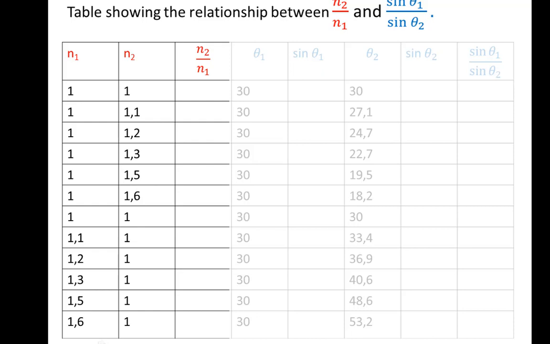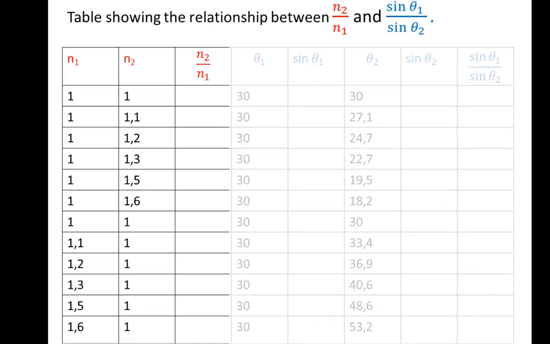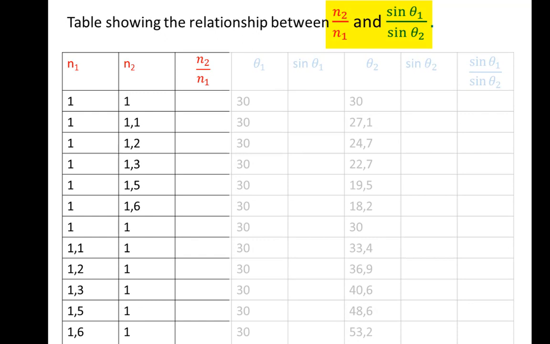So now what we need to do is convert the information that we have into what we need to answer this question: What is the relationship between N2 over N1 and sine theta 1 over sine theta 2? So the first step is to work out N2 over N1. All we need to do is divide N2 by N1.